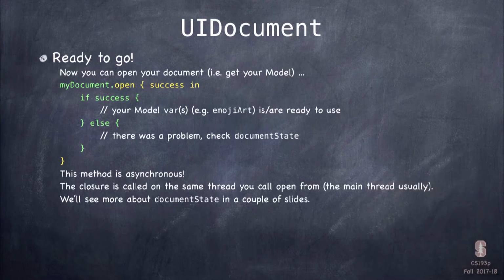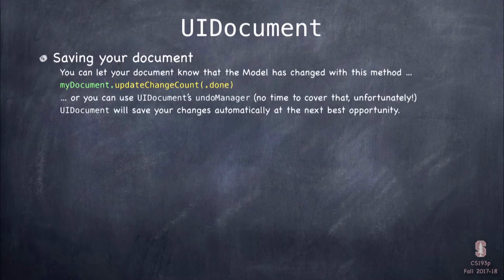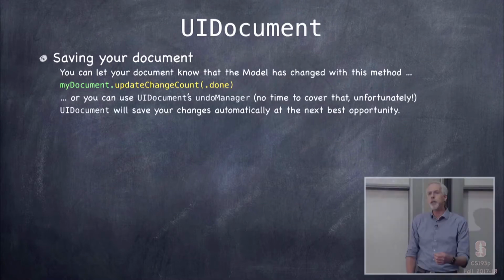In fact, that's all you need to do is implement those two methods, and now you can use all the methods in UI document like open, which opens your document, and it's asynchronous, so you provide it a closure there, and it even tells you whether it successfully did it or not. And if it doesn't successfully open it, you're going to be looking at this thing called document state, and I'm going to talk about that in a second. So that's how you open a document, and you do have to open your UI document before you can use it, of course, because UI document wants to go and get the file and get the data and call the method that converts into an emoji art or whatever.